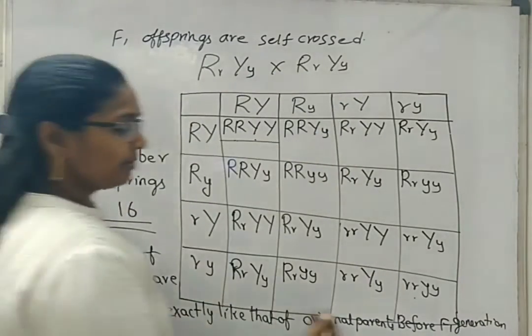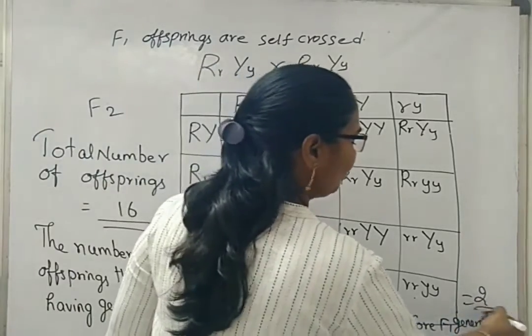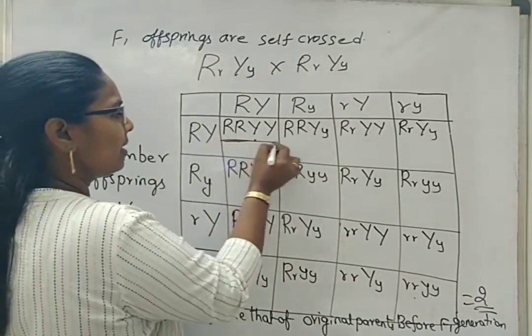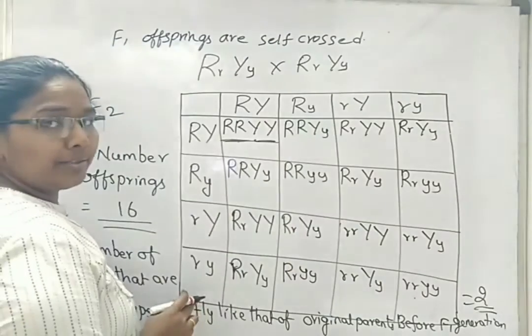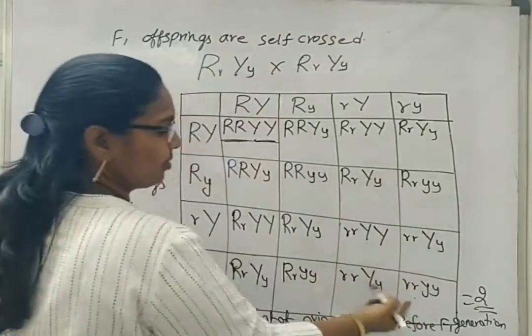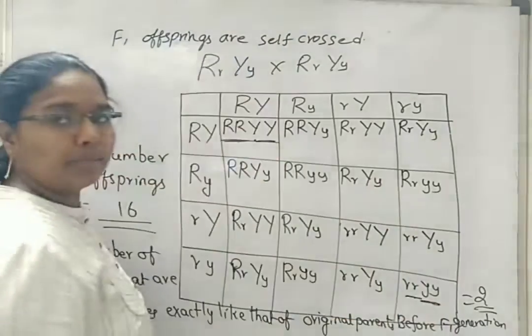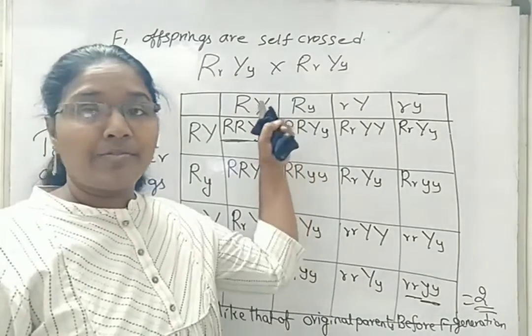Now the answer will be... What are those two? This one, capital R, capital R, capital Y, capital Y. Two dominant different types of alleles. Now, this one also is another type, which is expressing the parents, not the F1 generation.